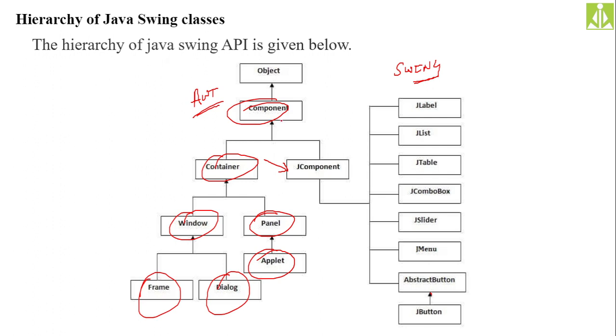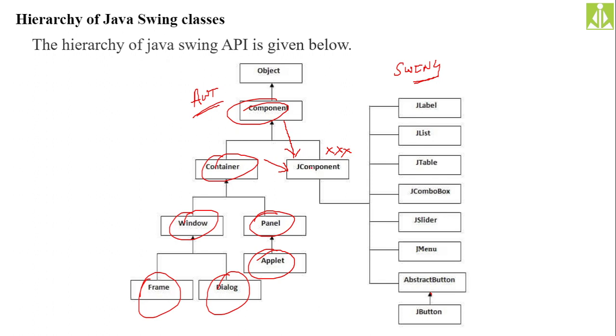So whatever properties, whatever logic, whatever code we have inside this component class, all those methods and properties will be inherited into the JComponent class. And inside this JComponent, we have some additional parameters and additional features developed. That is the concept of inheritance, isn't it?